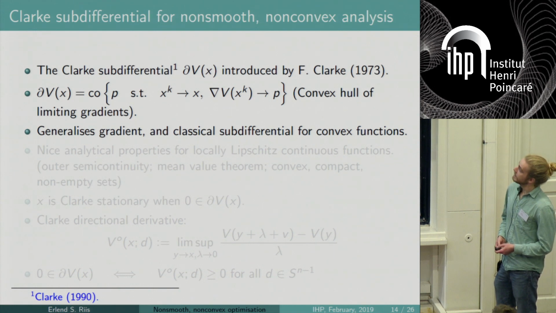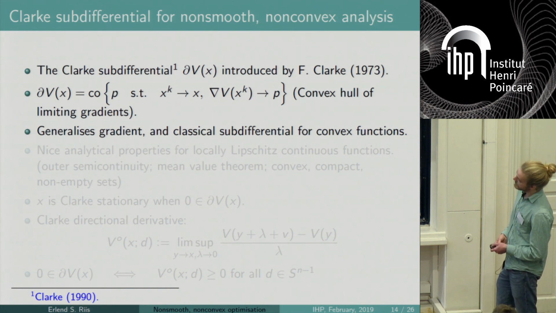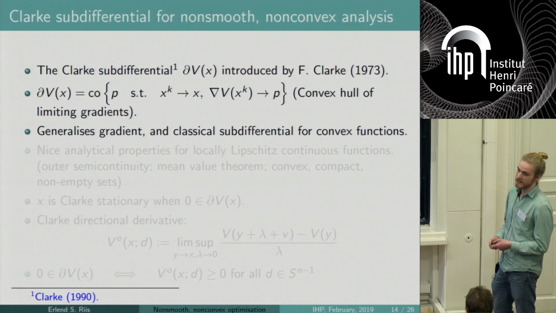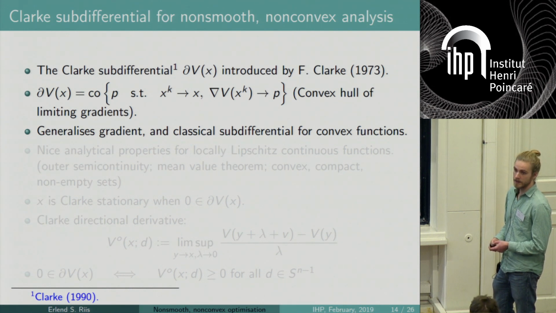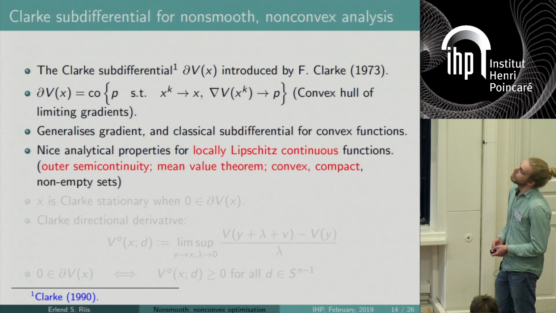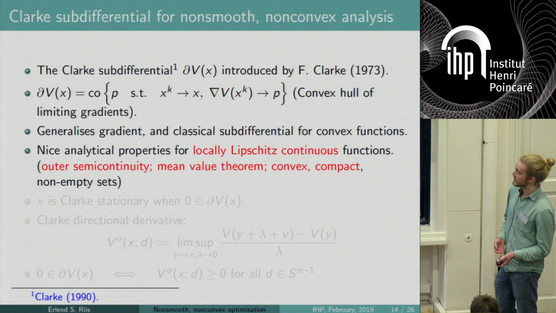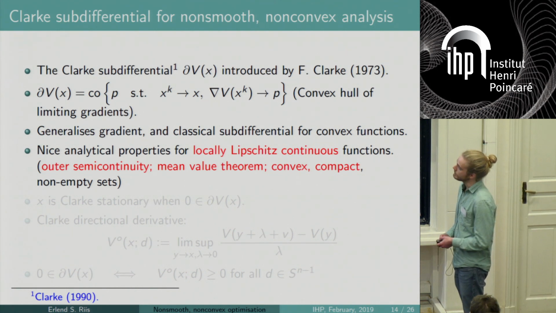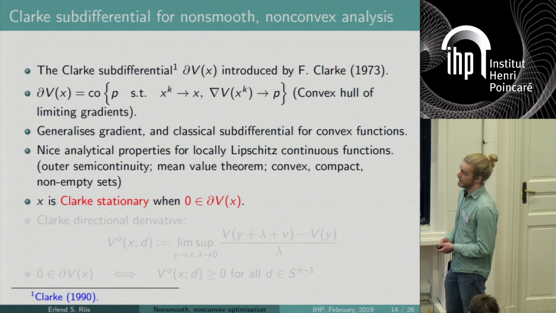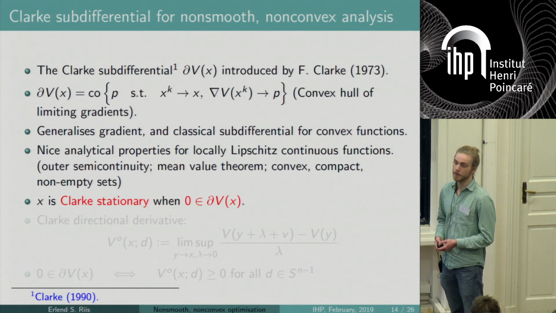It generalizes the gradient as well as the classical subdifferential for convex functions, so that if you have a convex function, it coincides with the classical subdifferential, and if a function is strictly differentiable, it coincides with the derivative at that point. It's quite widely used in non-smooth, non-convex optimization theory because it has several nice properties, provided that the function is locally Lipschitz continuous. This includes that it's outer semi-continuous, it has a nice mean value theorem, and the subdifferential will be non-empty, convex and compact. And then we say that x is a Clarke stationary point whenever zero belongs to the subdifferential.